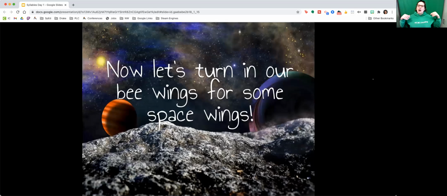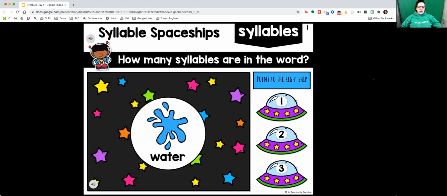Now let's turn in our wings for some space wings, all right? We are going to have to match the right ship to the planet. So let's first look at that word in the middle of the screen. There's a picture of water, and water is written underneath it. Water. It starts with a W. We need to figure out how many syllables are in the word water.